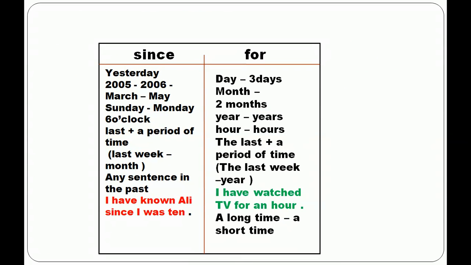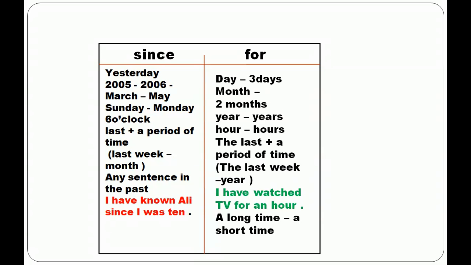We use since and for with these words. Since comes with the word yesterday, with years like 2005, 2006, with March, May, Sunday. For example, I have worked in this school since 2005. I have lived in Zagazig since May. I have watched the match since 6 o'clock. It comes also with last plus a period of time, and with any sentence in the past. I have known Ali since I was 10.